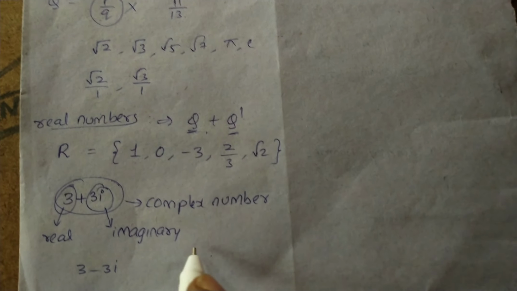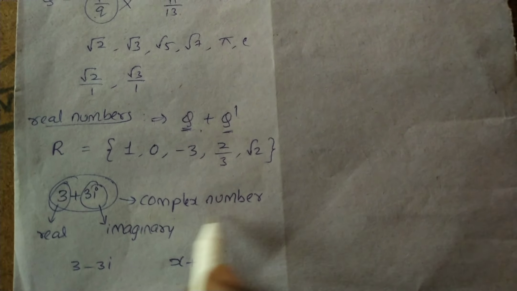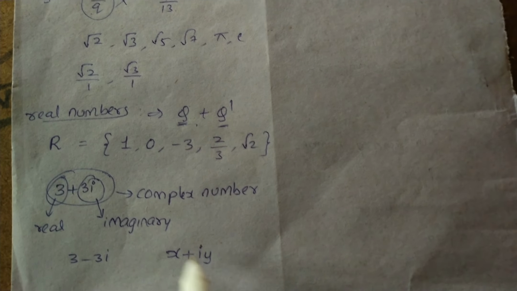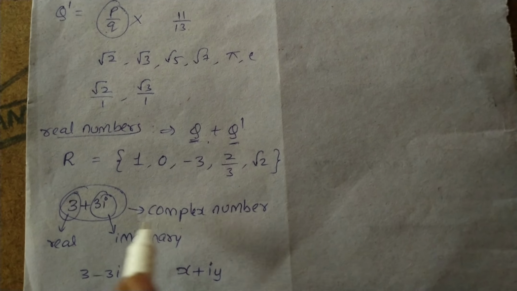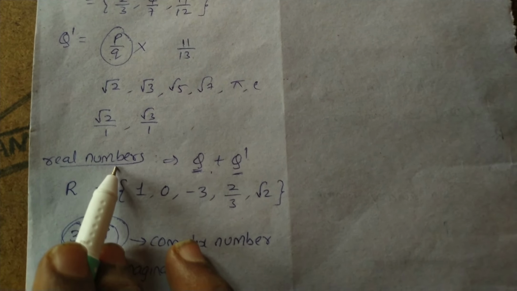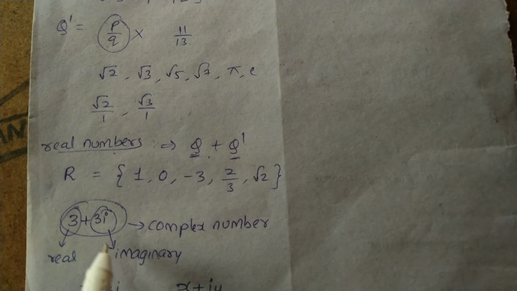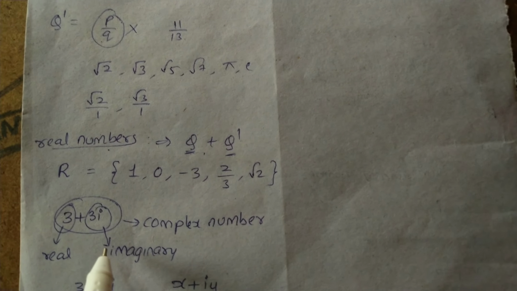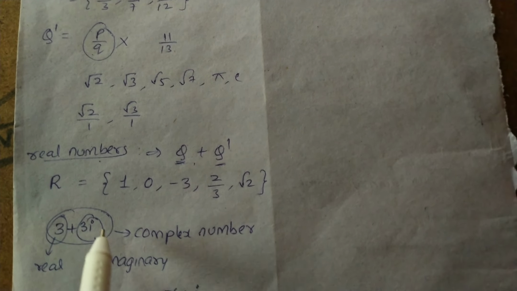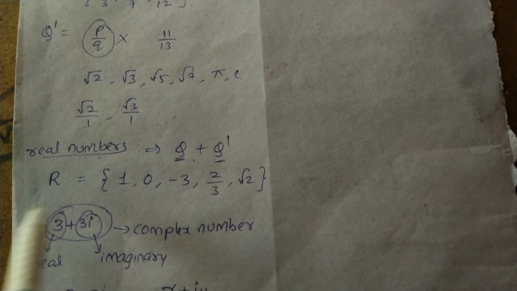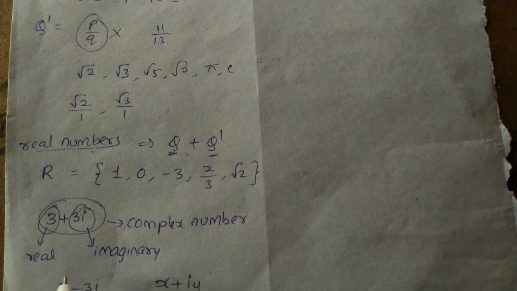Any number in the form of x plus iy we call a complex number, where x is the real part and y is the imaginary part. But complex numbers will not come under real numbers, because complex numbers contain imaginary numbers. Imaginary numbers means we are imagining; they are not there in reality. So complex numbers do not come under real numbers. These are separate.